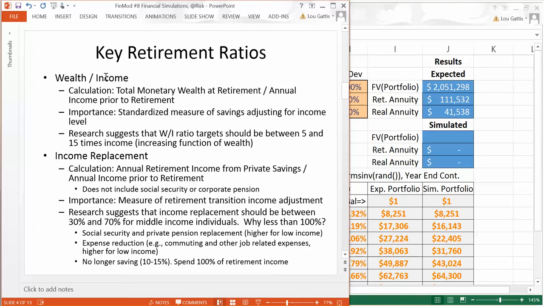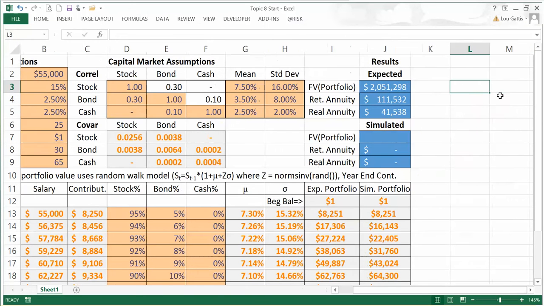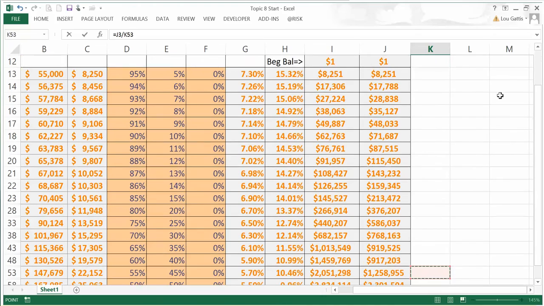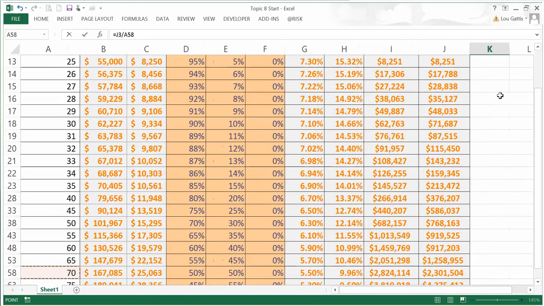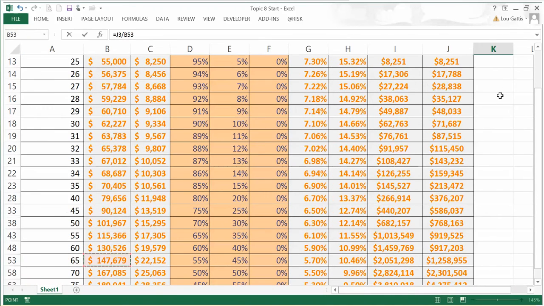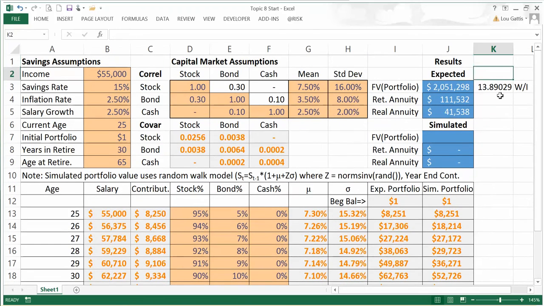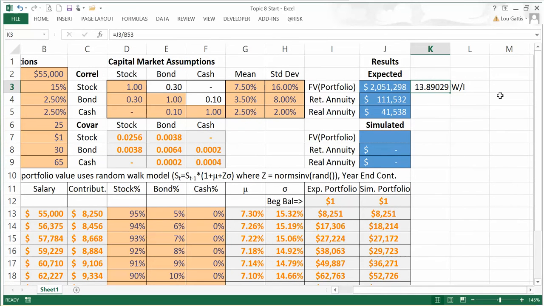The first ratio is wealth to final year income, retirement wealth at final year income, and the second one is income replacement. So wealth to income, I'll just put it over here, we'll call it wealth to income, would be your expected portfolio value at retirement divided by your final year salary, which would be my age 65 salary, $147,000. So I'll have an expected wealth to income ratio at retirement of 13.9, which is very good.